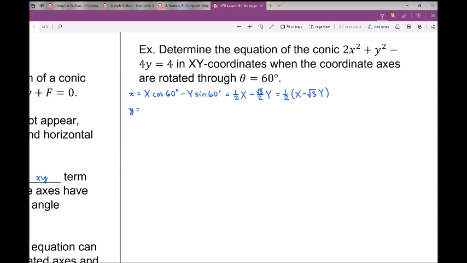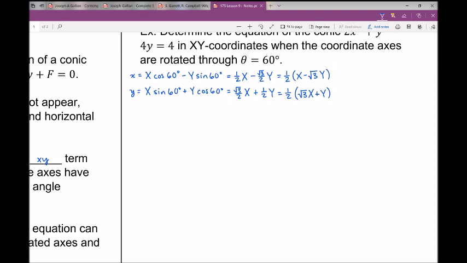So now let's find little y. So we know that this is big X times the sine of 60 degrees plus big Y times the cosine of 60 degrees. So this comes out to be square root of 3/2 times x plus 1/2 times big Y. And so again, if we factor out the 1/2, that will give us 1/2 times square root of 3 times big X plus big Y. Okay, so notice we have two really similar expressions for x and y, and so now what we're going to do is actually sub those into the equation.